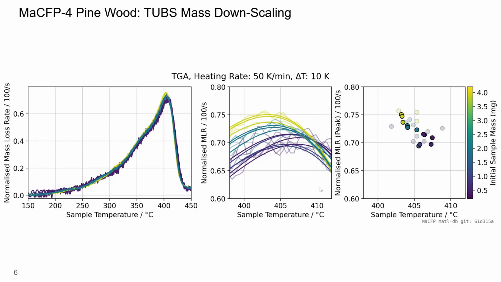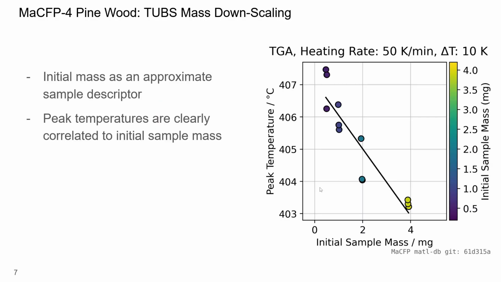Lower initial sample masses correspond to higher peak temperatures. The same result can be shown even more directly in this plot, where the peak temperatures are plotted against the initial sample mass. Now the correlation is clear. The peak temperature depends systematically on the sample mass. So far I have shown the effect in a controlled mass downscaling series. The next question is whether a similar pattern can also be seen in the submitted interlaboratory data.